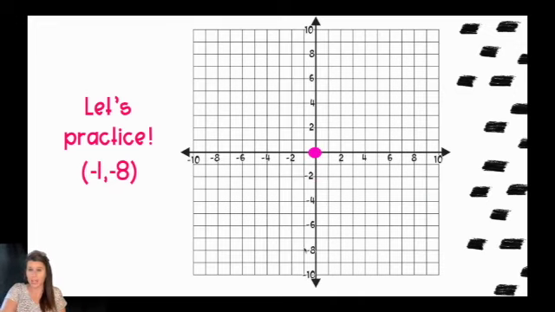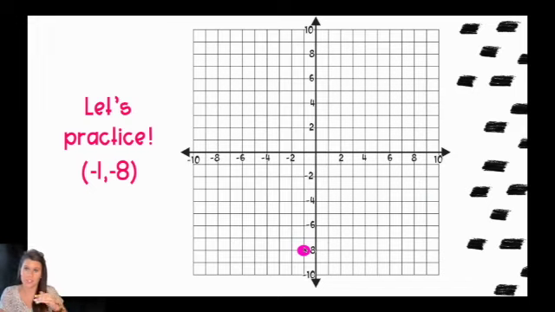So now we have (-1, -8). They're both negative, so that means I'm going to be in quadrant 3. So I'm going to go left 1 time and down 8. So one thing I want you to make sure that you understand is with x you go left or right, and with y you go up or down.